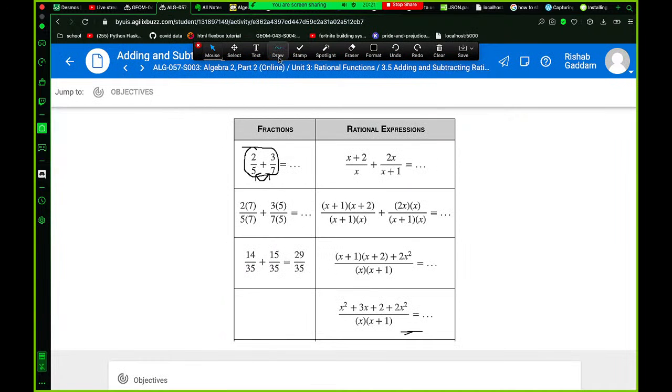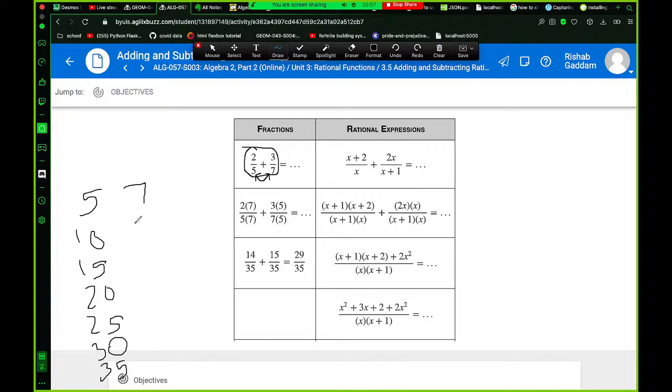So, I got my annotation tool again. Okay, so we're trying to find the least common multiple between 5 and 7. So we're going to do 5, 7, and write out the multiples. So basically you have 10, 15, 20, 25, 30, 35.